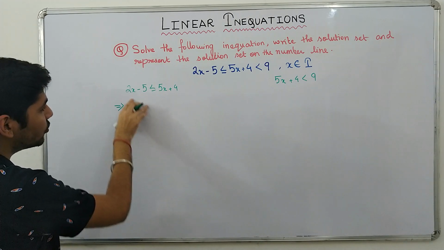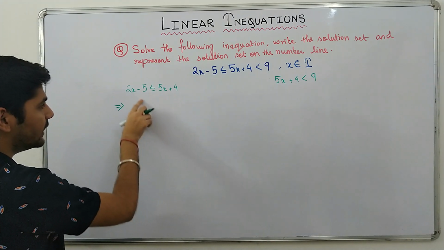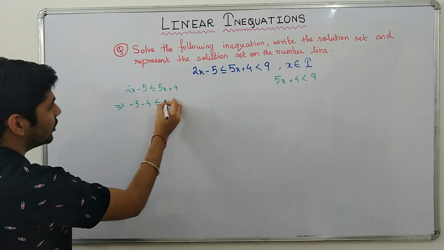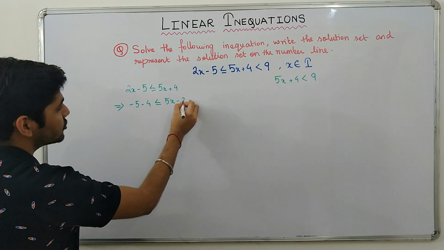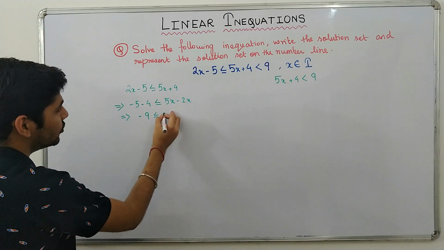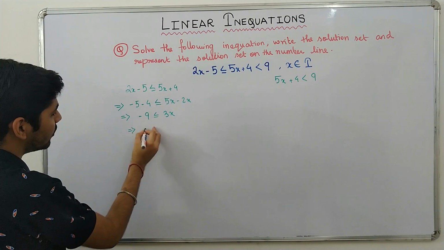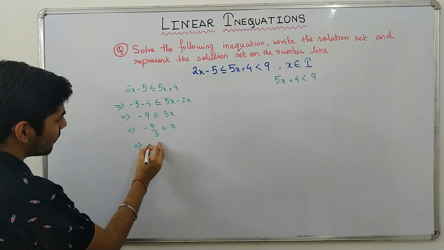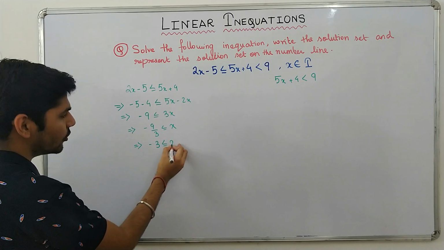Now 2x will go to the RHS and 4 will come to the LHS. So minus 5 minus 4 is less than equal to 5x minus 2x. Therefore minus 9 is less than equal to 3x. Therefore minus 9 by 3 is less than equal to x. Therefore minus 3 is less than equal to x.